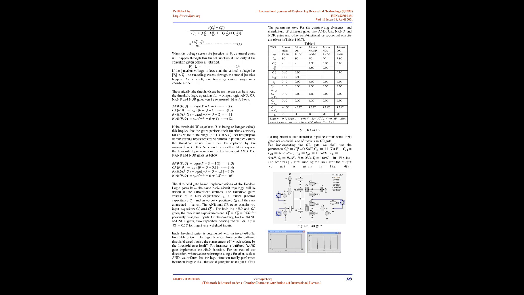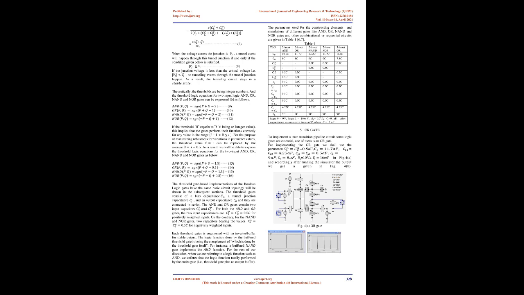For the inverter, the parameter values chosen for the simulation are V1 equals 0, V2 equals 0.1 times, and so on. If the threshold equals 2, i being an integer value, this implies that the gates perform their functions correctly for any value in the range. For the purpose of maximizing robustness to variations in parameter values, the threshold value can be replaced by the average, 0.5. As a result, we will be able to express the threshold logic equations for the two-input AND or NAND and OR or NOR gates as below.